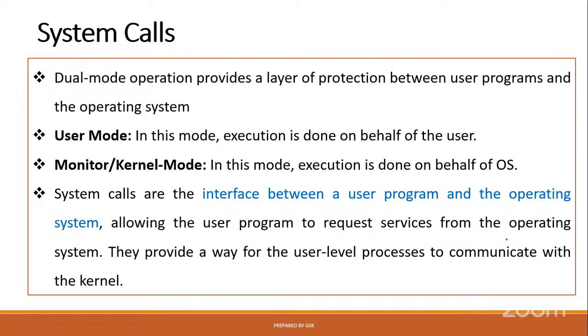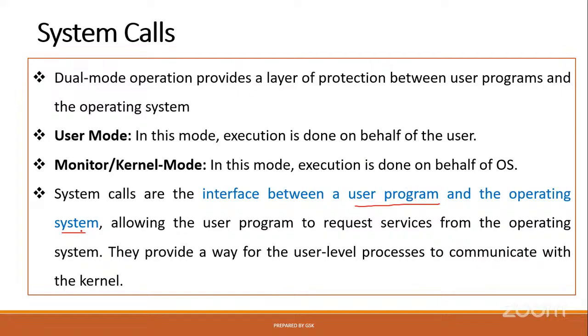Then what is a system call? System calls are the interface between a user program and the operating system. They allow the user program to request services from the operating system. They provide a way for the user level processes to communicate with the kernel. Let me summarize these points.